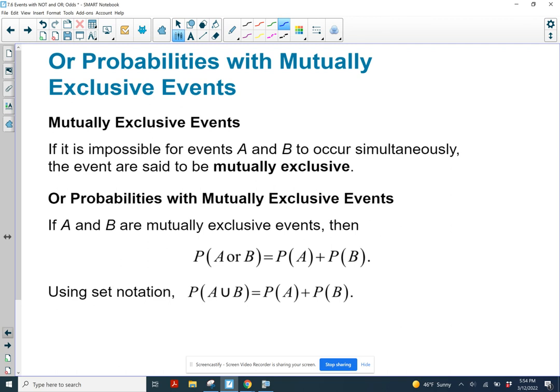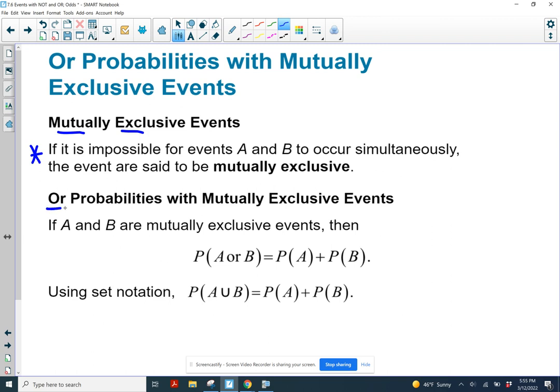Okay, let's talk about probabilities with mutually exclusive events. So first of all, we need to understand what it means to be mutually exclusive. So here's our definition. If it is impossible for events A and B to occur simultaneously, which means at the same time, the events are said to be mutually exclusive. That's like if I draw one card, it is impossible for that card to be both a king and a queen. That kind of thing.